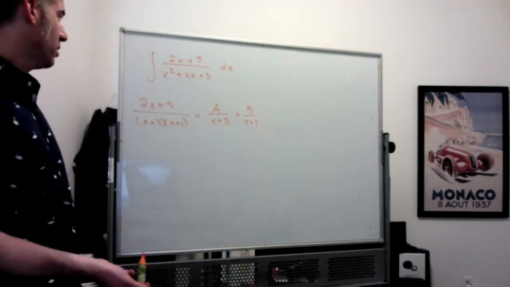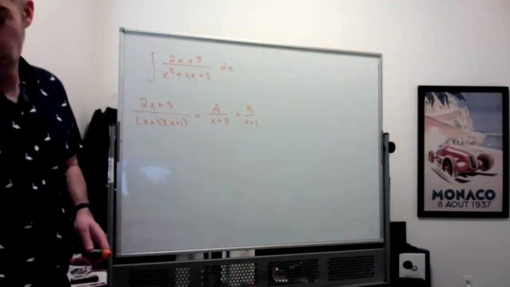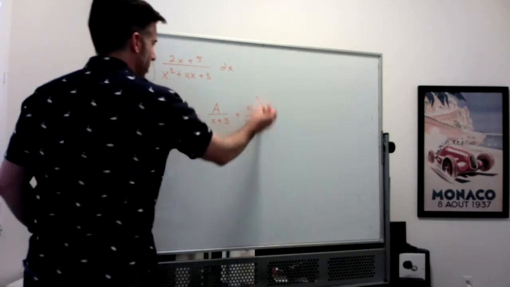All right. So now the idea is we're going to multiply both sides by the common denominator, which is nice. We're going to multiply everything by x plus 3 times x plus 1.